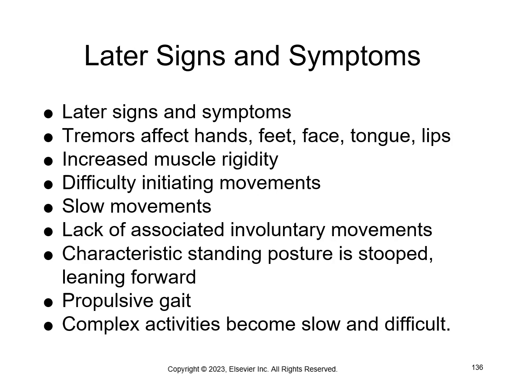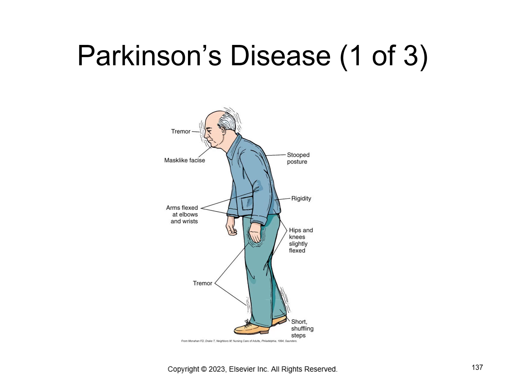The later signs and symptoms are tremors that affect the hands, feet, face, tongue, and lips, increased muscle rigidity, difficulty initiating movements, slow movements, lack of associated involuntary movements. Characteristic standing posture is stooped and leaning forward. You can see a picture of that on page 374. And this propulsive gait, or this like shuffle, we call it like the Parkinson shuffle, and complex activities become slow and difficult. This is that picture I was talking about. It shows the characteristics of Parkinson's.